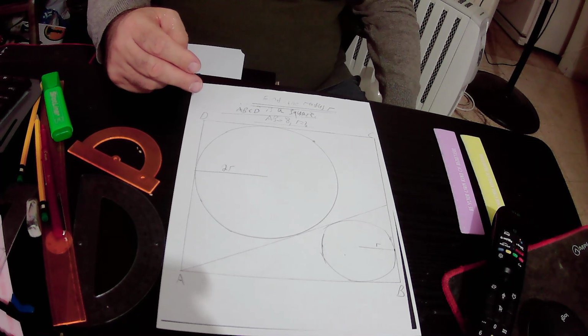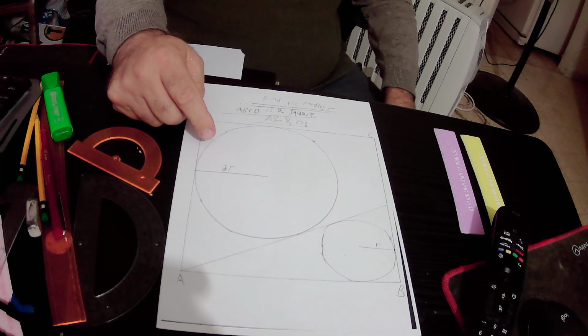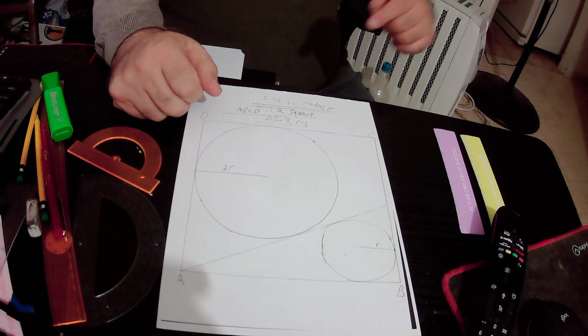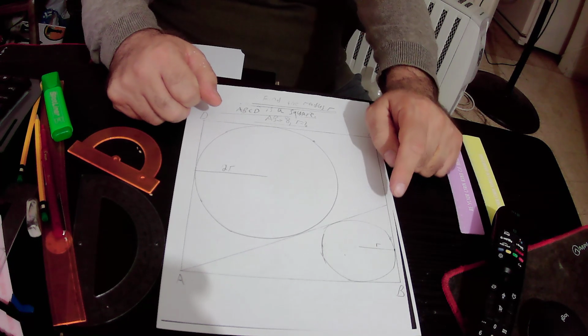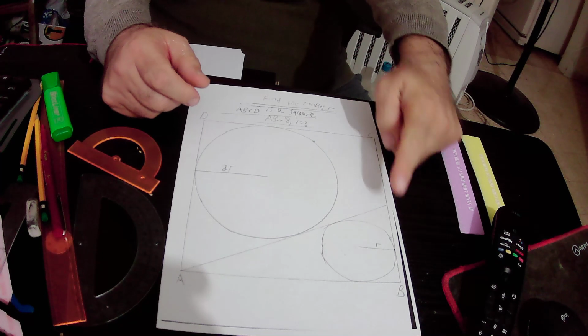Inside the square we have two circles. This big circle has radius that equals 2r, and the radius of the small circle equals r, and we want to find out the radius of this small circle.